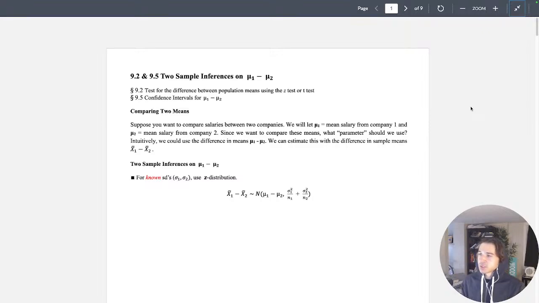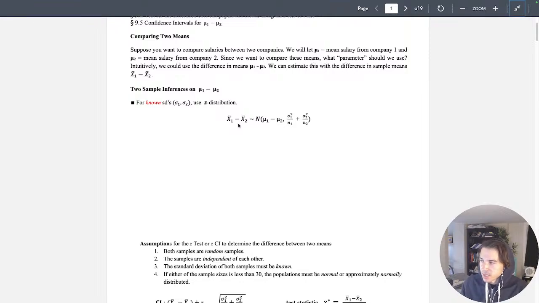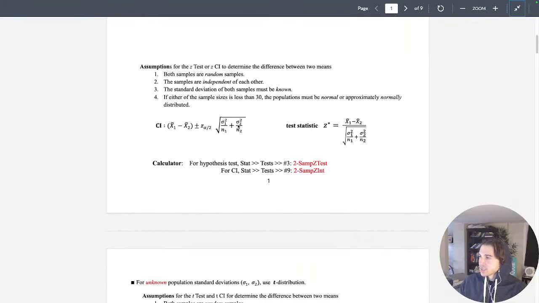Two sample inferences on mu1 minus mu2. For known SDs, sigma 1, sigma 2, use the z distribution. x bar 1 minus x bar 2 comes from a normal distribution with mean mu1 minus mu2 and standard deviation square root of sigma 1 squared over n1 plus sigma 2 squared over n2. Assumptions. For the z-test or confidence interval to determine the difference between two means, both samples are random samples. The samples are independent of each other. Standard deviation of both samples must be known. If either of the sample sizes is less than 30, the populations must be normal or approximately normally distributed.